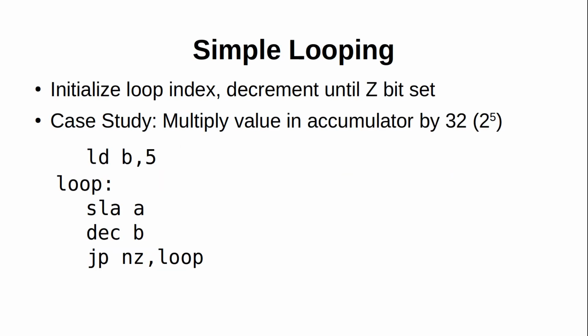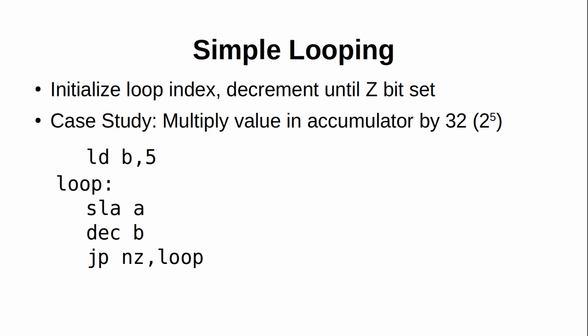We've seen simple loops already as well, but now we should have a better idea of how they work. The easiest way to make a loop is to use a loop index preloaded with the number of iterations to perform, and then decrement at each iteration, and keep going until the Z bit is set, meaning the value in the register has gone down to 0.